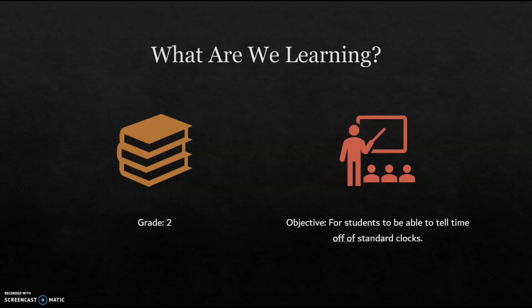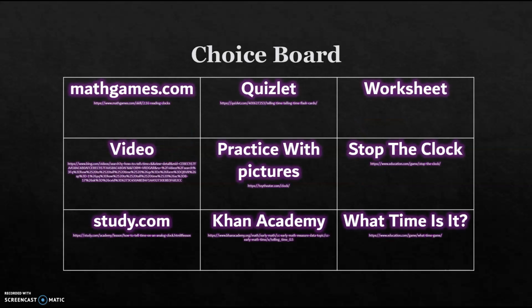So the lesson plan we'll be looking at today is centered towards second grade students, and the objective is for them to be able to tell time using standard or analog clocks. And the way they get to do that is they're given this choice board. There are 9 choices on here, and they can choose any activity from any block on the board. Most of them have links, all except the worksheet, because that's just added in later in the presentation.